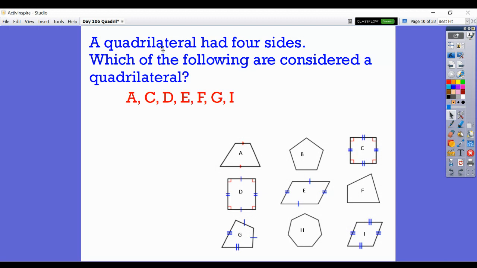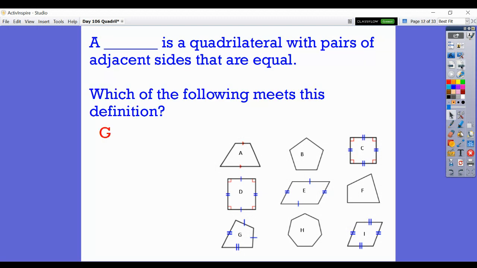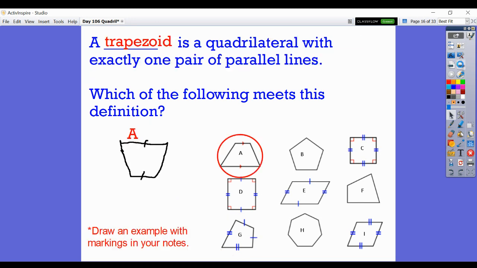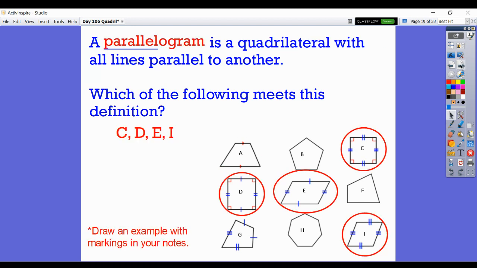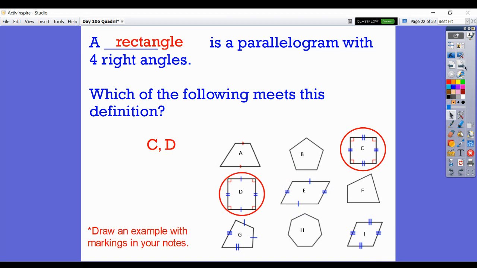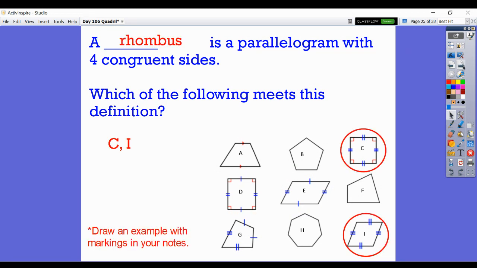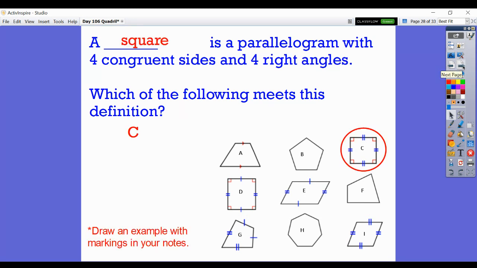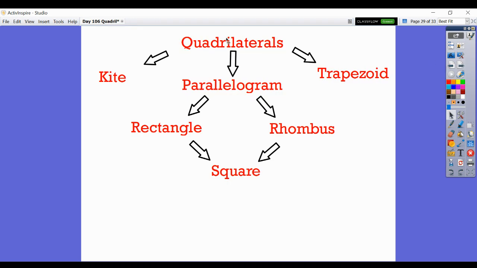Okay, so we started with a quadrilateral. Then we went to a kite. Then we went to a trapezoid. Then we went to a parallelogram. Then we went to a rectangle. Then we went to a rhombus. And finally we met at a square. Okay, so quadrilaterals, parallelogram, rectangle, rhombus, square.